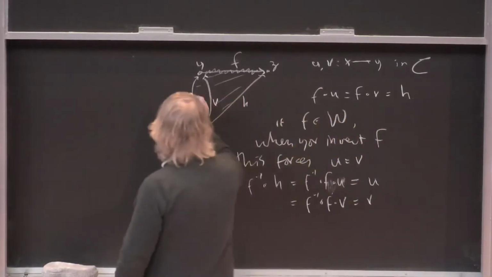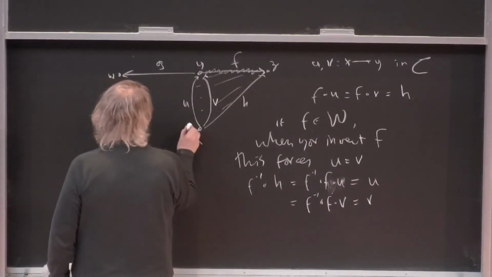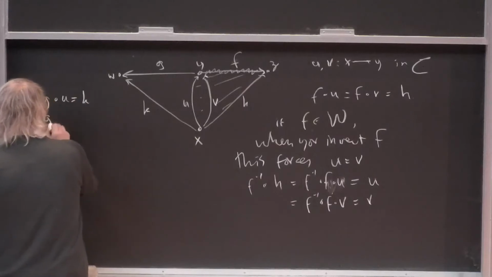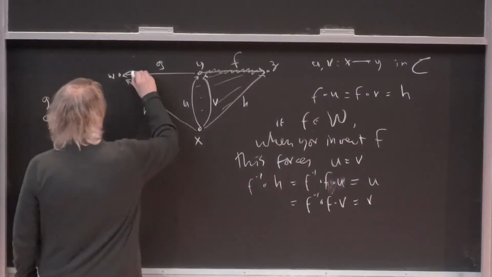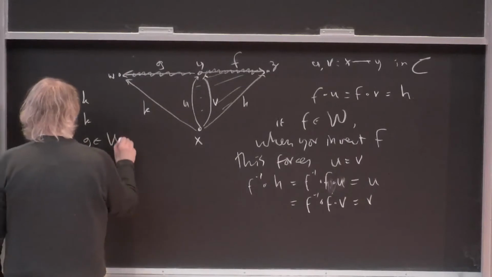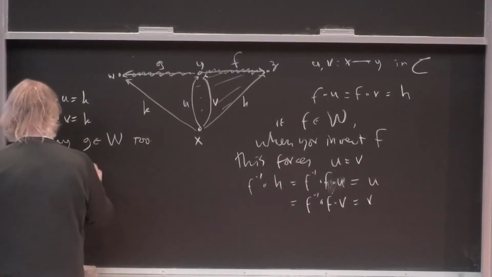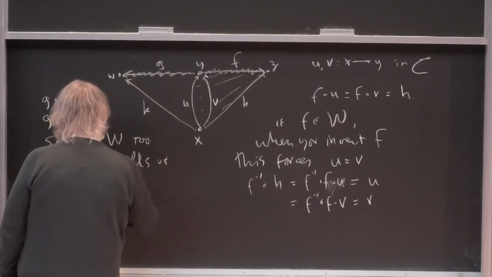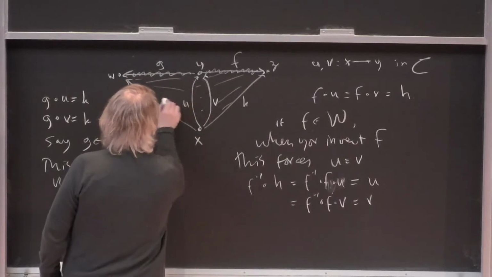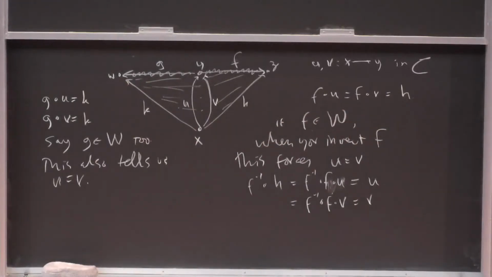Now, suppose we have a different map, okay? So suppose that G composed with U equals K, and G composed with V equals K. And suppose we put G inside W also. Then G also tells us that U equals V. Okay? So just think of the other two cells here. But now we have U equals V in 2 different ways, okay?